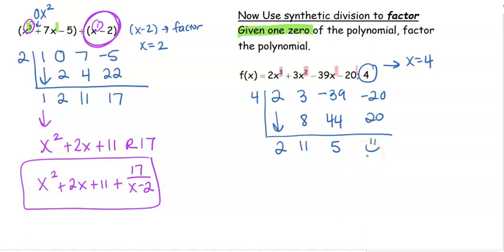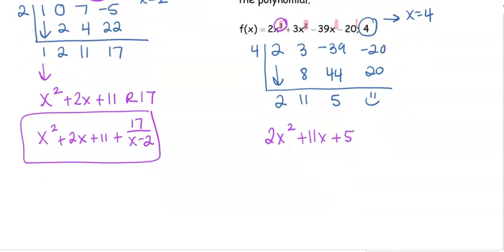But we didn't. We know we supported our answer. We thought 4 was a solution. Well, actually, we know 4 is a solution. No remainder supports that idea. We had a cubic. We divided out 1 degree, which is why this is going to be a 2x squared plus 11x plus 5. Our job is to factor. So I've got to keep factoring. I have a quadratic.